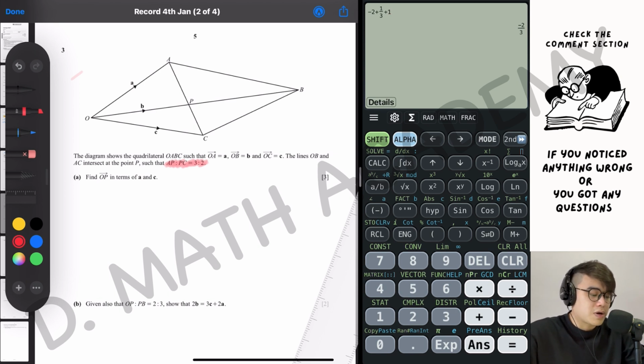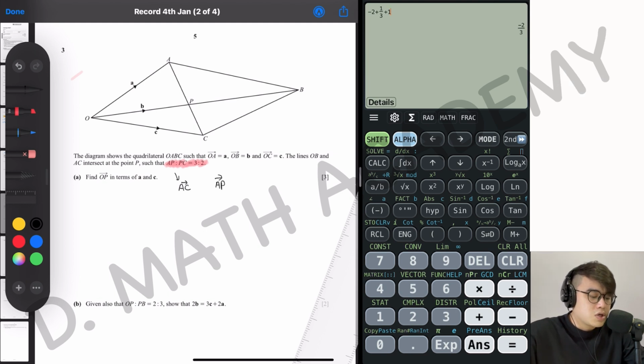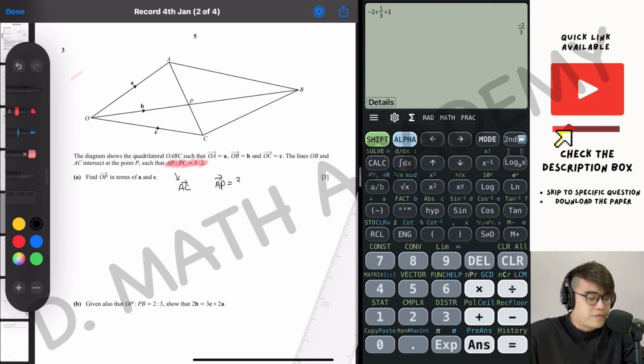So based on this part, I can know that the entire vector that they were referring to was AC. To find AP alone, you have to take it as 3 over 5 of AC, while PC alone represents 2 over 5 of AC. You might wonder, how did I get the denominator of 5 here? 5 is actually given to us by adding up the ratio here. 3 plus 2 equals 5. That represents the total ratio.